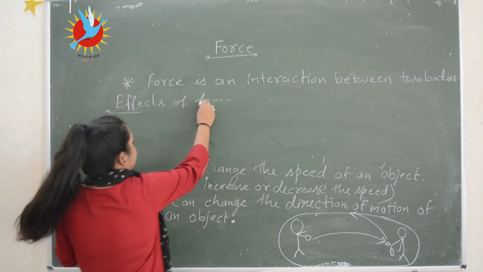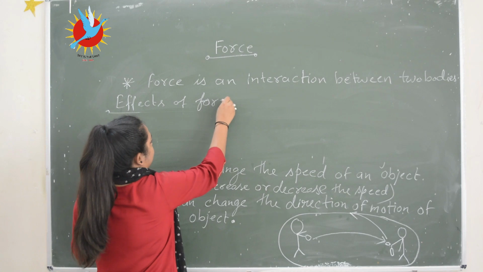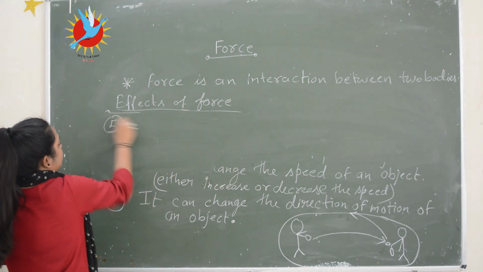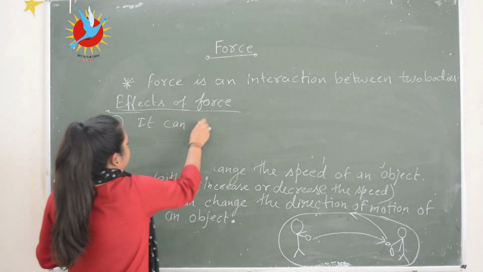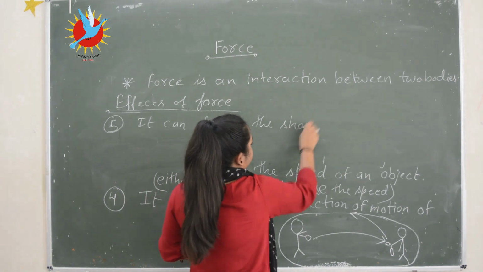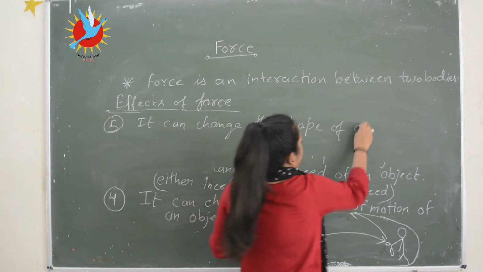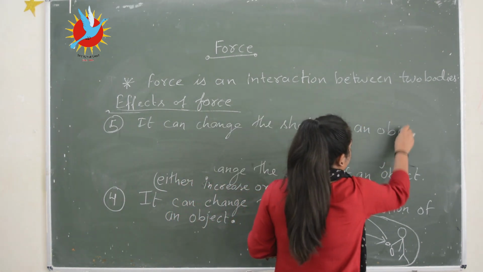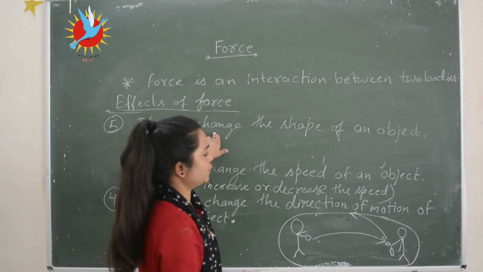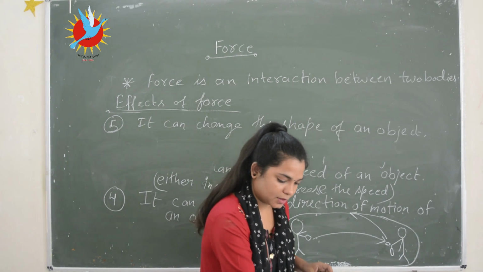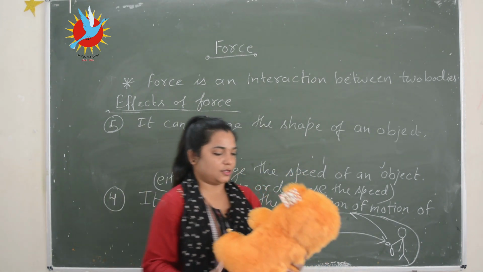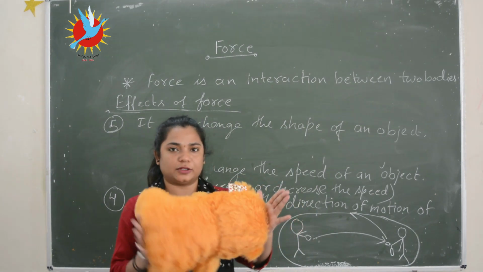The fifth point is it can change the shape of an object. This property of force you can actually see by doing practical experiments at your home. I have this soft toy with me. So now I'm going to apply a force on this.